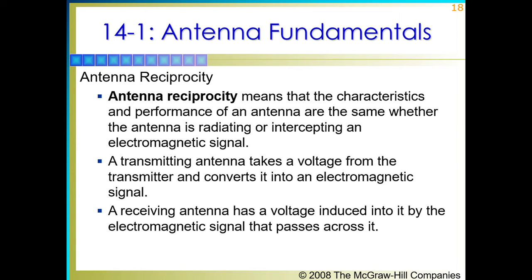Reciprocity is one of the most useful properties of antennas. Reciprocity states that the receive and transmit properties of an antenna are identical. Hence, antennas do not have distinct transmit and receive radiation patterns. A transmitting antenna takes a voltage from the transmitter and converts it into an electromagnetic signal. A receiving antenna has a voltage induced into it by the electromagnetic signal that passes across it.